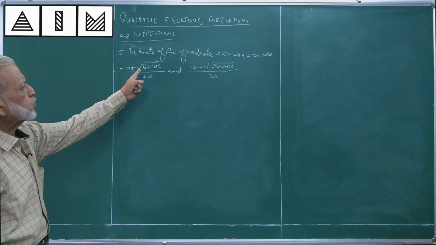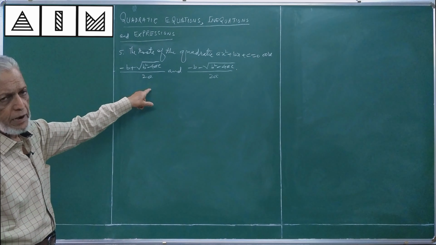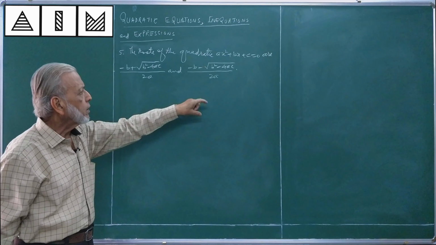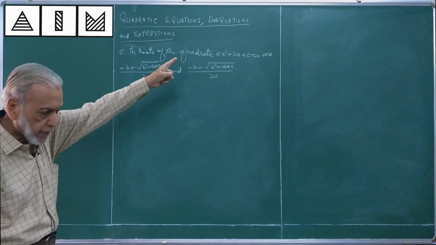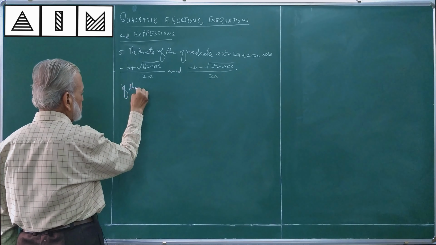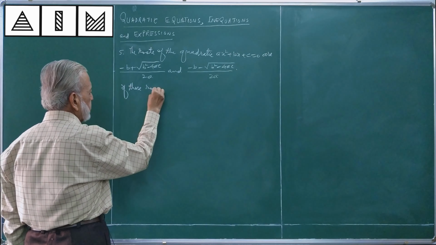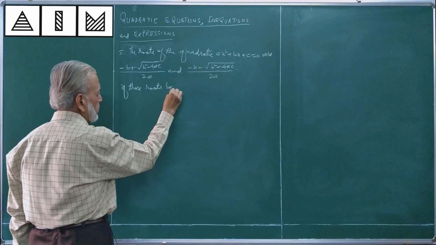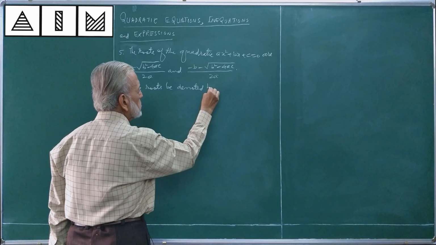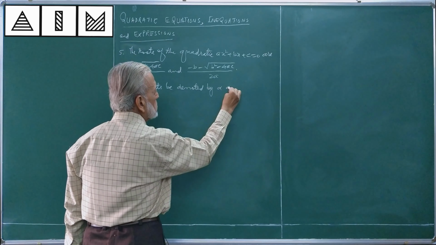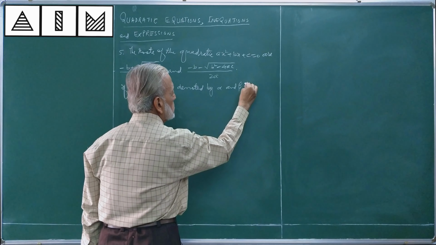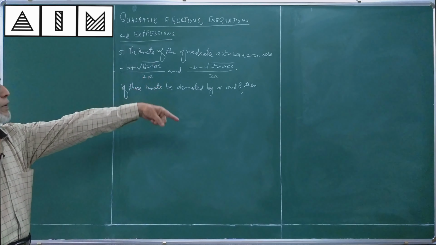Minus b plus square root of b square minus 4ac whole divided by 2a, and minus b minus square root of b square minus 4ac whole divided by 2a, are the roots we have just now found out of that quadratic equation. If these roots be denoted by alpha and beta, I am denoting these roots by alpha and beta.